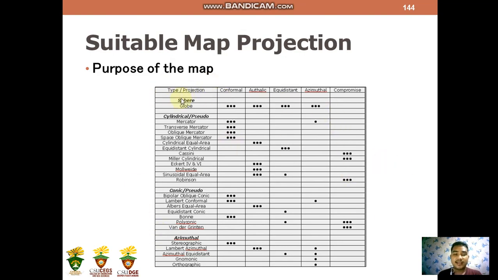Alright, for the purpose of the map in suitable map projection, so naa tay matrix diri, naa tay type of projection. So si globe, which is a sphere, pwede siya conformal, equivalent, equidistant, and azimuthal. It's because wala may distortion ang globe, diba? So pwede nimo siya i-preserve all. Pero pag cylindrical, naa tay types of this projection nga Mercator, transverse Mercator, oblique, and so on.